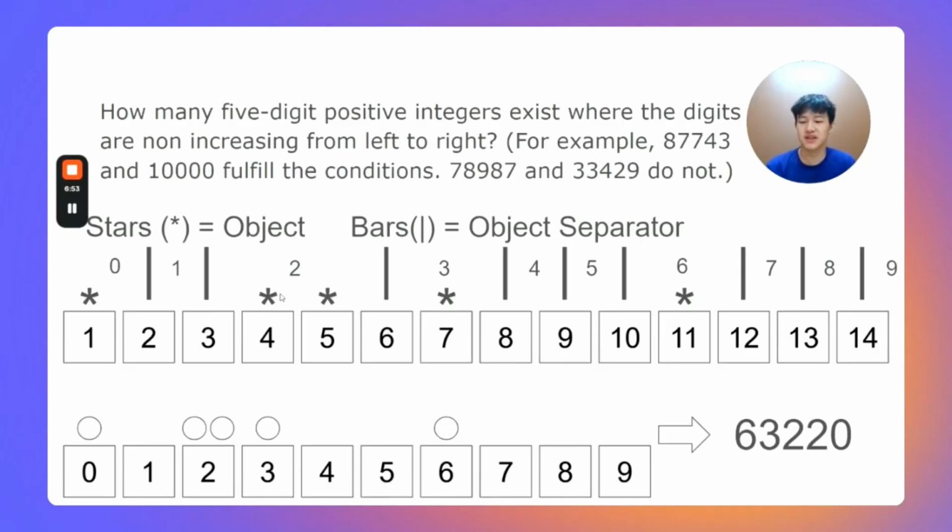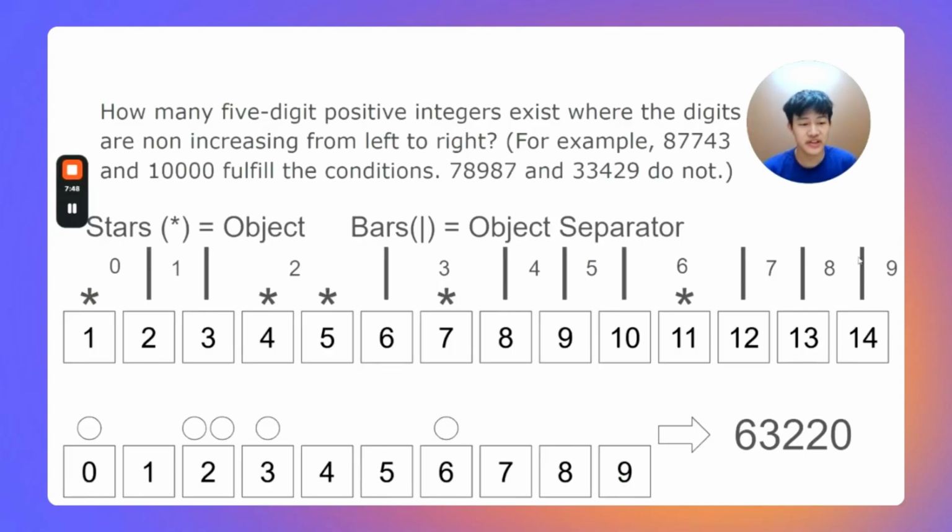And we can do that by saying every star to the left of all the bars tells us how many zeros there are. All the stars between the first and the second bar tell us how many ones there are. Between the second and the third tell us how many twos there are, and we can go on all the way up to 9. The number of arrangements can be calculated by doing 14 choose 5 because we essentially have 14 spots and we need to choose 5 of them to be stars because that will make the rest of them automatically bars.